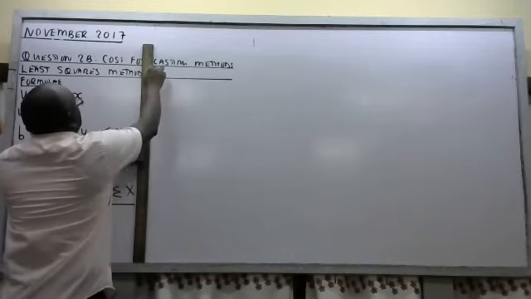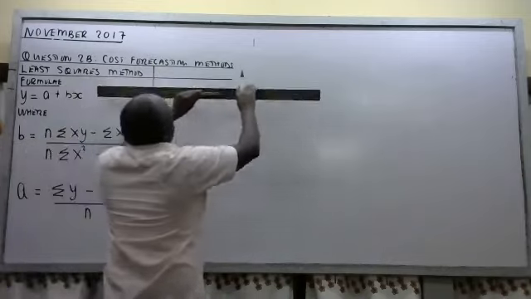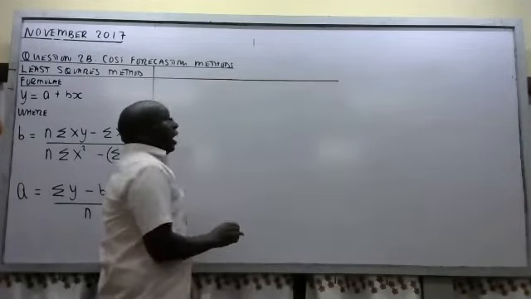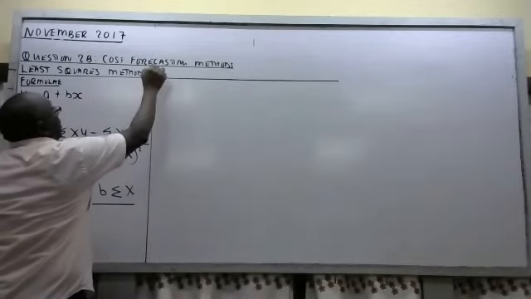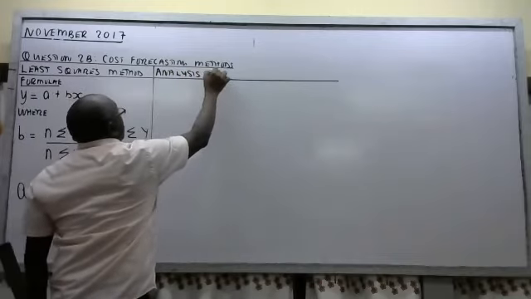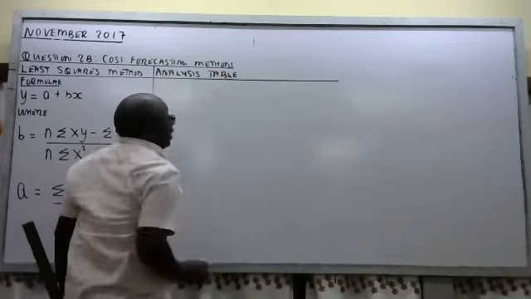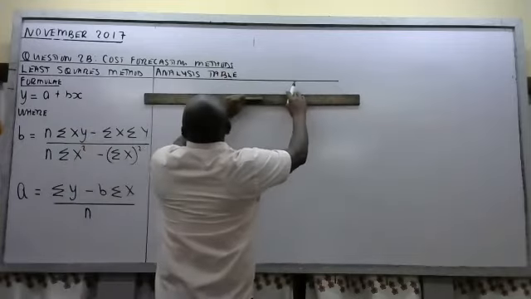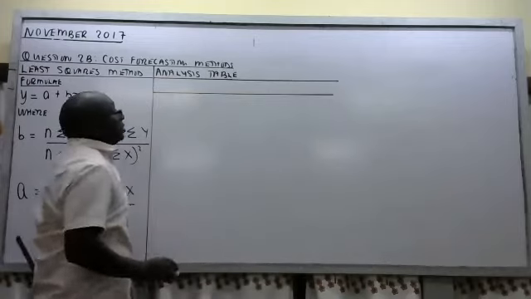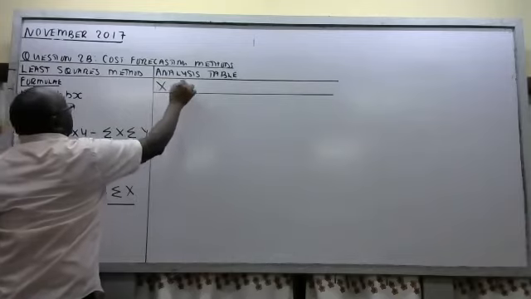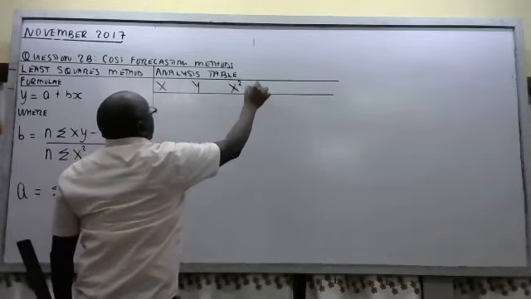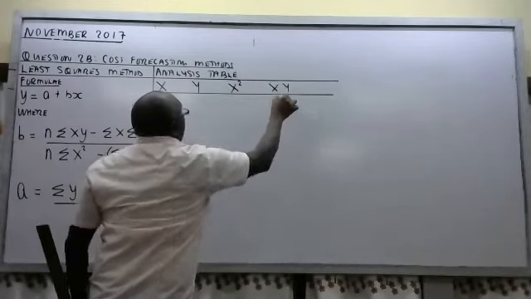The second step to take is to prepare the analysis table. And the analysis table has 4 columns. It has a column of x, a column of y, a column of xy, and x squared.